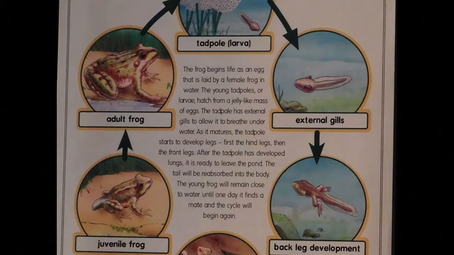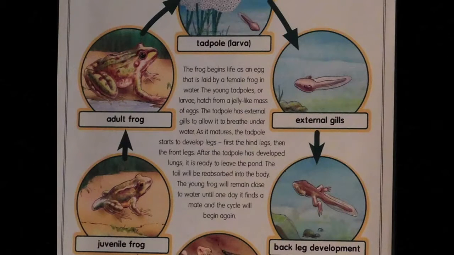The frog begins life as an egg that is laid by a female frog in water. The young tadpoles, or larvae, hatch from the jelly-like mass of eggs. The tadpole has external gills to allow it to breathe underwater. As it matures, the tadpole starts to develop legs, first the hind leg, then the front legs. After the tadpole has developed its lungs, it's ready to leave the pond. The tail will be reabsorbed into the body. The young frog will remain close to the water until one day it finds a mate and the cycle will begin again.